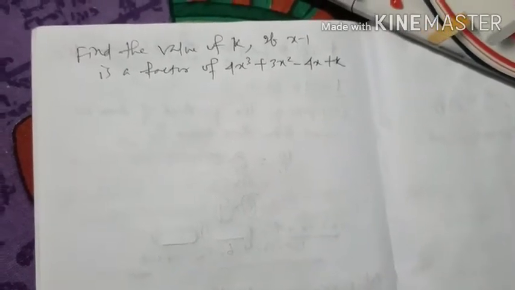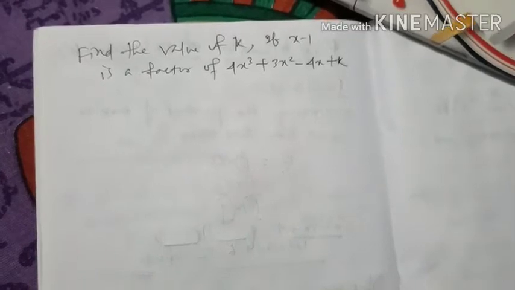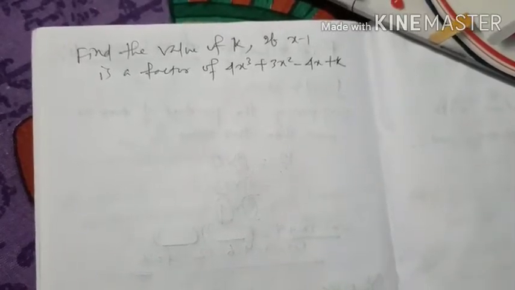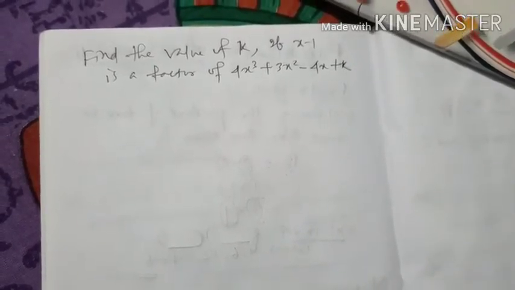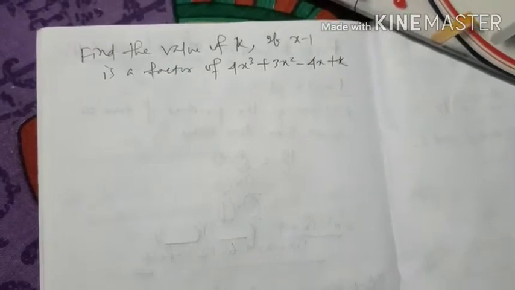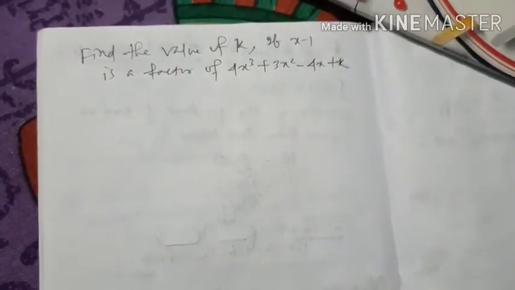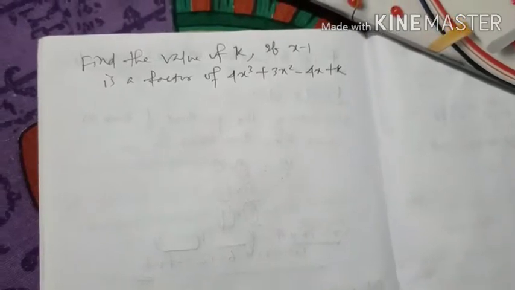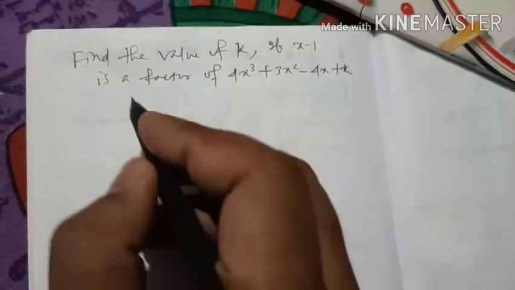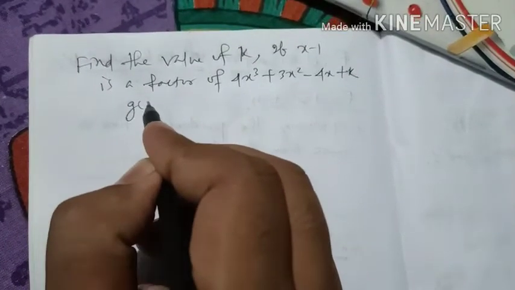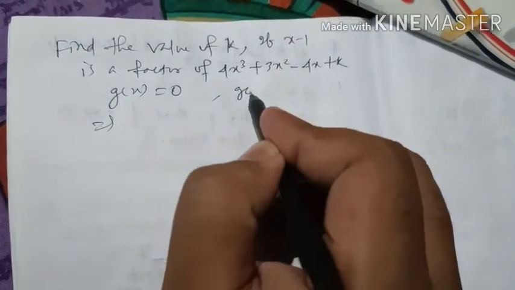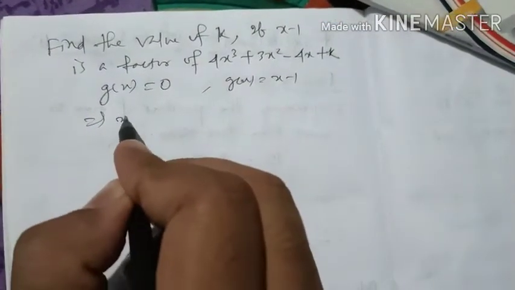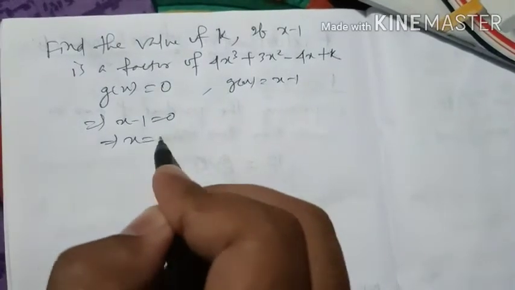So here it is given that x minus 1 is a factor of p of x. If it is a factor, and if we divide 4x cube plus 3x square minus 4x plus k by x minus 1, then we'll get the remainder as 0. You know that we can find the remainder without long division, just using the remainder theorem. So let us use the remainder theorem right now. Whenever we use the remainder theorem, we take g of x equal to 0, that is, g of x is equal to x minus 1. So here x minus 1 is equal to 0, then x is equal to plus 1.